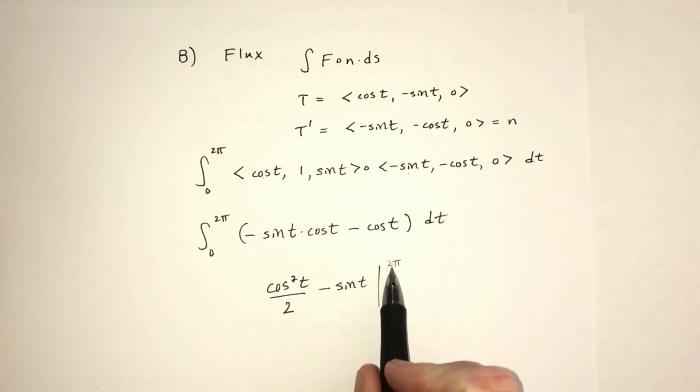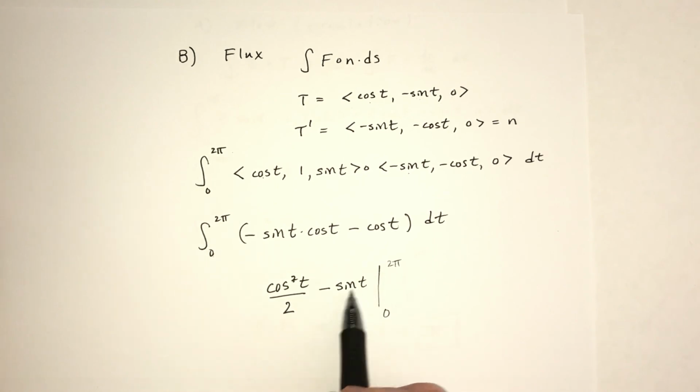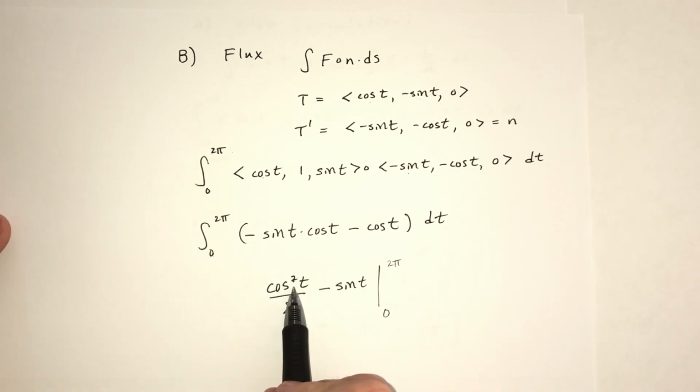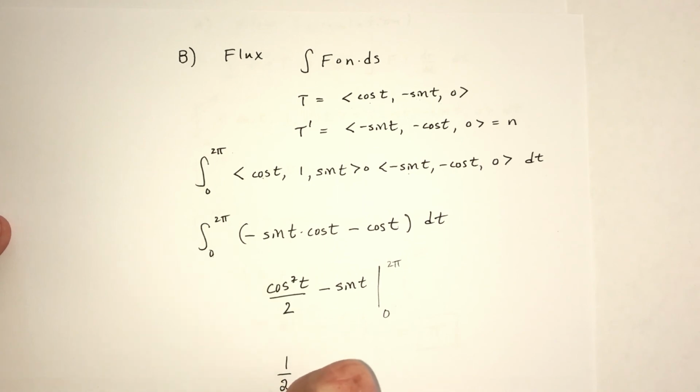So with 2 pi and also with 0, both of those are going to make sine equal to 0. So that is gone. Now cosine of 2 pi, that's equal to 1. So this is going to be 1 squared over 2. Minus, what about when you put a 0? When you put a 0, that's going to be 1 over 2. So that means that the flux is 0.